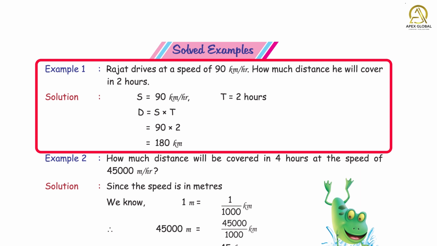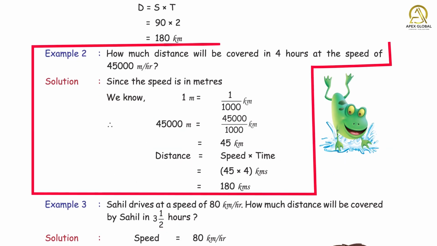Solution. S equals 90 km per hour. T equals 2 hours. D equals S into T. 90 into 2 equals 180 km. Example 2. How much distance will he cover in 4 hours at the speed of 45,000 meters per hour?